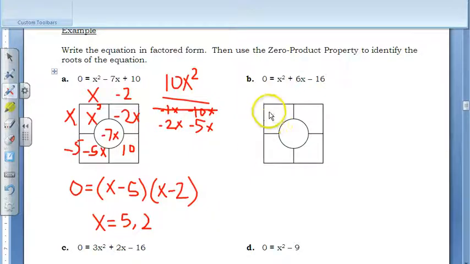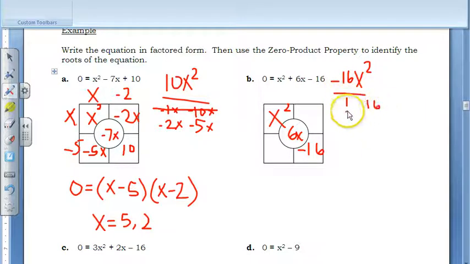I'm going to do the next one. We'll start with x squared, 6x, and negative 16 in the box. The product of the a term and the c term is negative 16x squared. Factors of 16 include 1 and 16, 2 and 8, and 4 and 4.